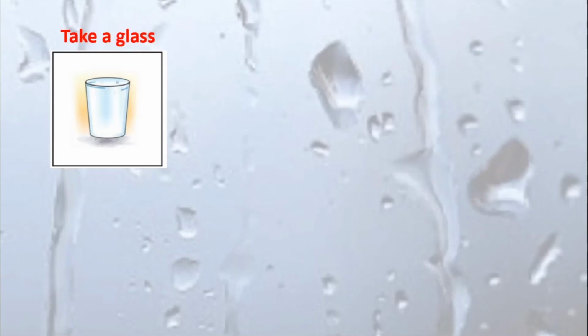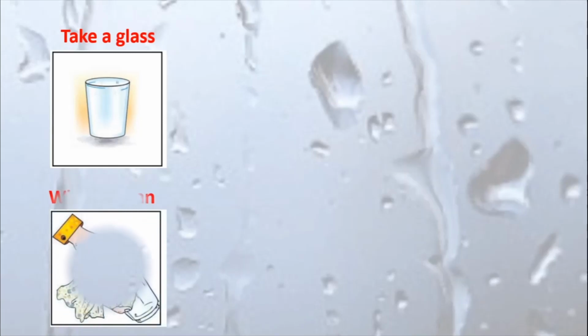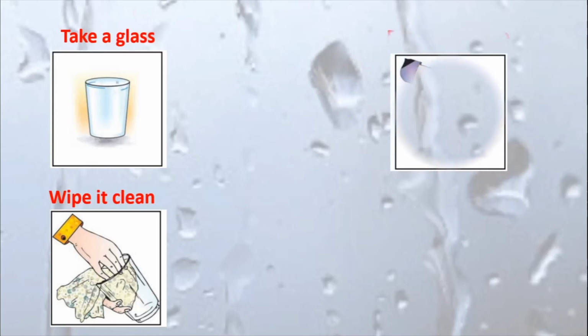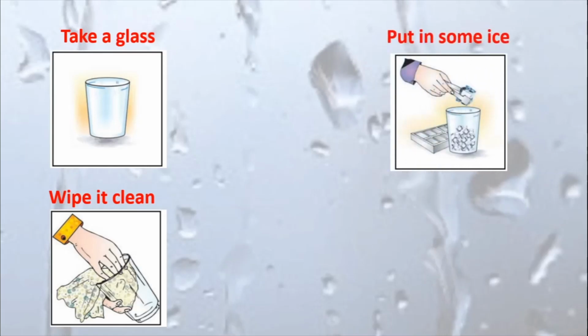You will just take a simple glass and you will wipe it clean from inside as well as from outside. So if you have your textbooks, children, you can open it to page number 61. You will see this experiment in your textbook on page number 61. So first you will take a glass, then you will nicely clean the glass, that is you will wipe it dry from inside as well as from outside. Then what will you do? You will put in some ice cubes.